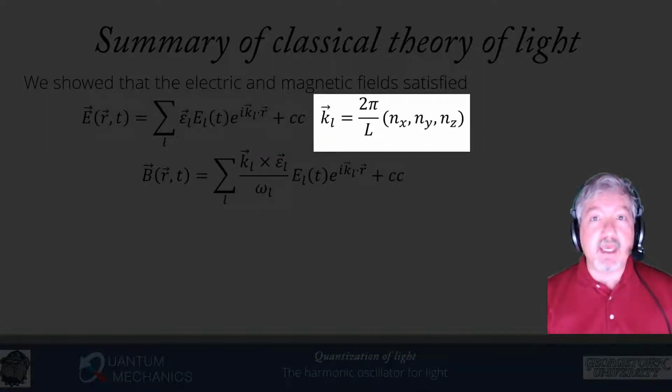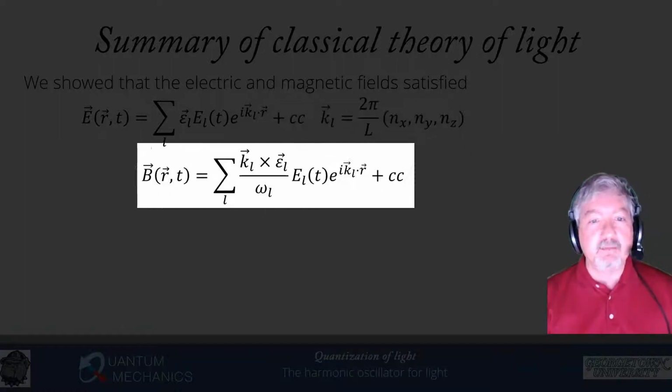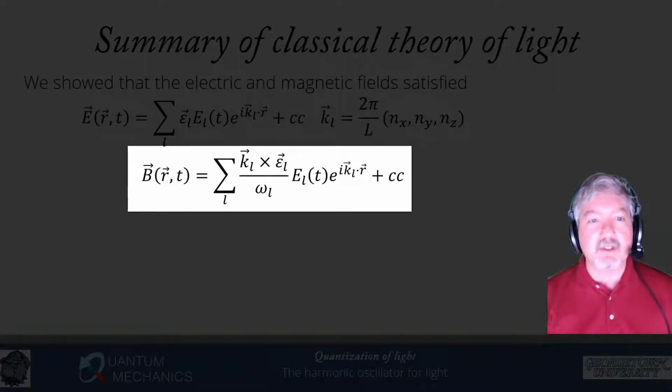The wave vector k_L is quantized using a box with periodic boundary conditions. And we found that then the k_L can be written as 2 pi over the length of the box, big L, times 3 integers as a vector, n_x, n_y, and n_z. And then the magnetic field looks just like the electric field, except the vector that's out in front is the wave vector crossed into the polarization divided by the frequency, omega_L.